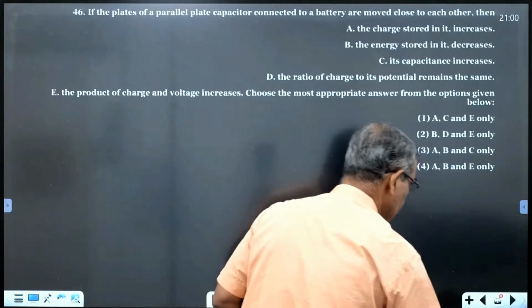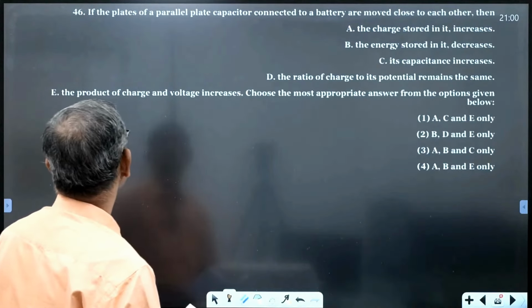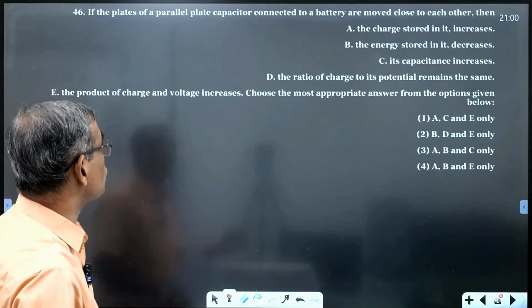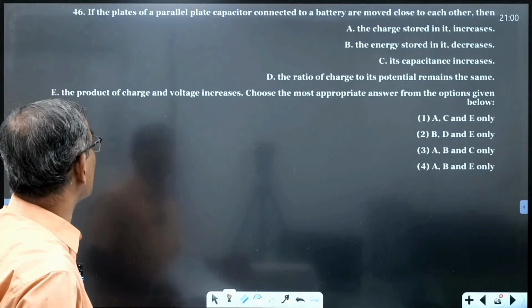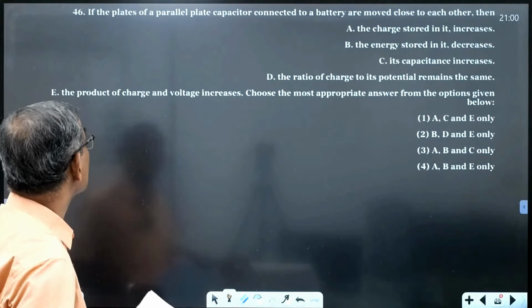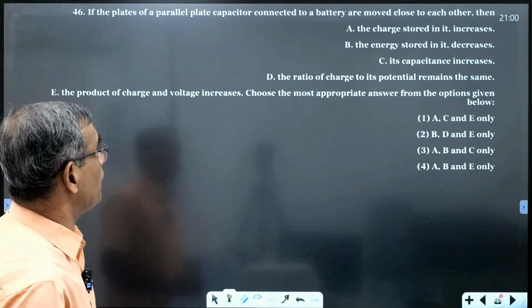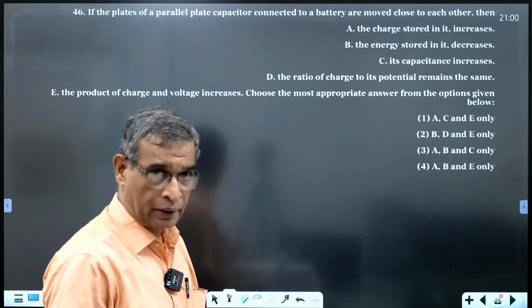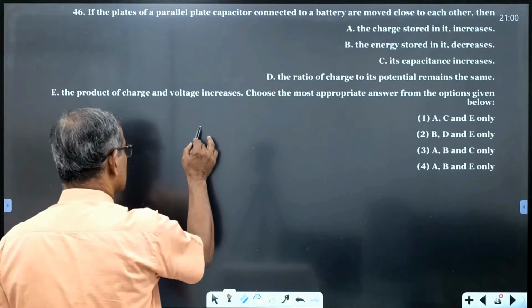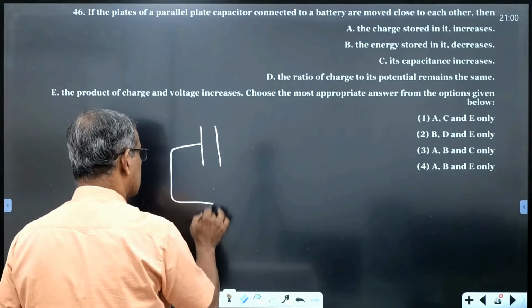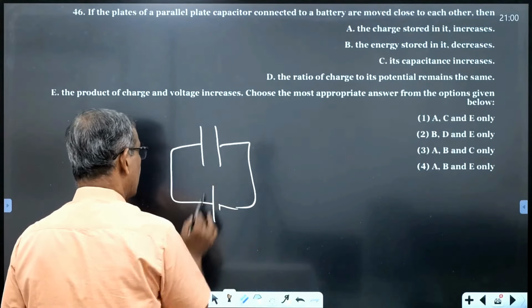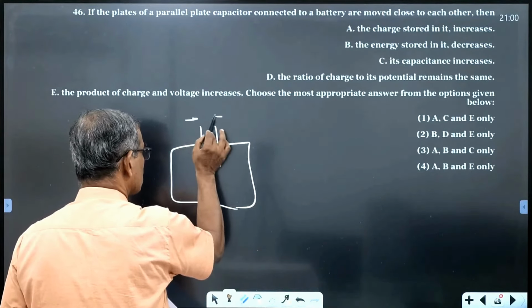Next, question 46. Go through the question. The plates of a parallel plate capacitor connected to a battery are moved closer to each other. Now we can see this is the capacitor plate connected to a battery like this, and it is said that it is moved closer.